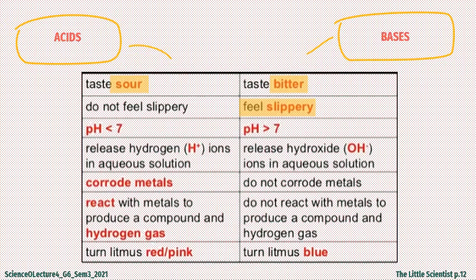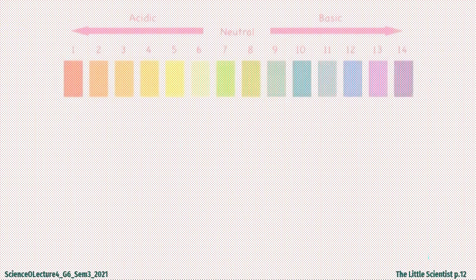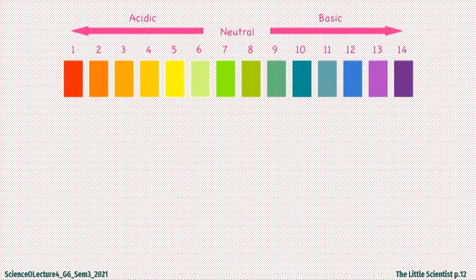Solutions with a pH less than 7 are acidic, while solutions with a pH greater than 7 are basic. But what is pH? pH is a scale of acidity from 0 to 14. It tells how acidic or basic a substance is.